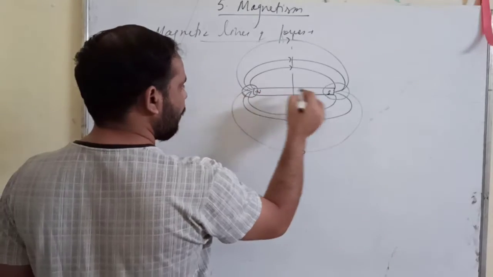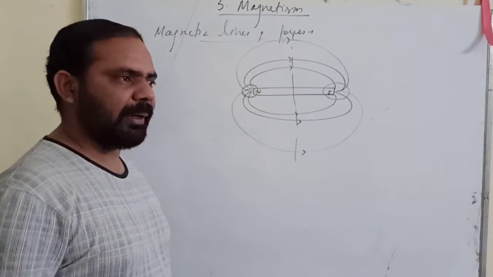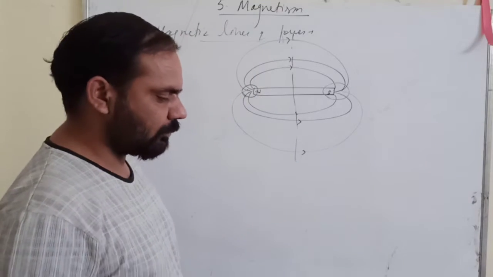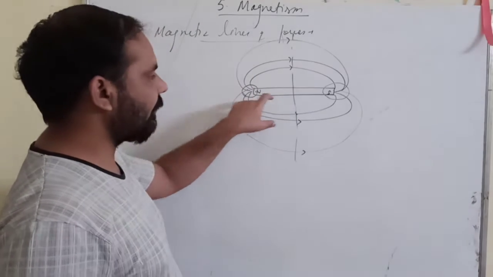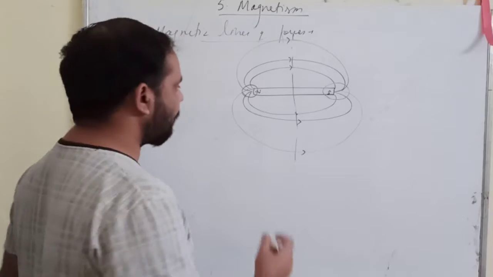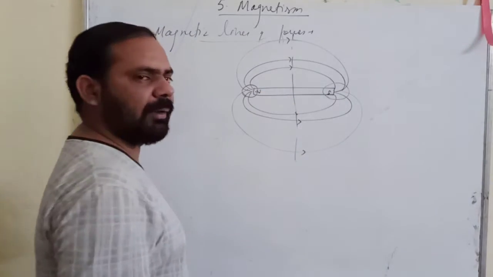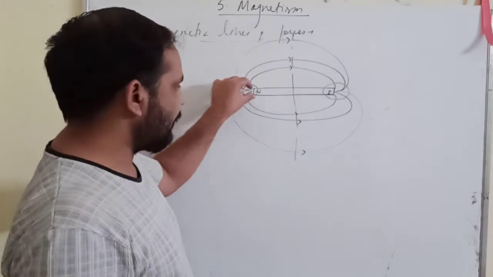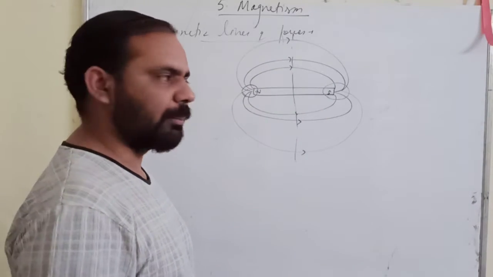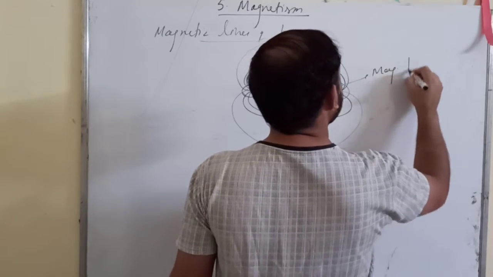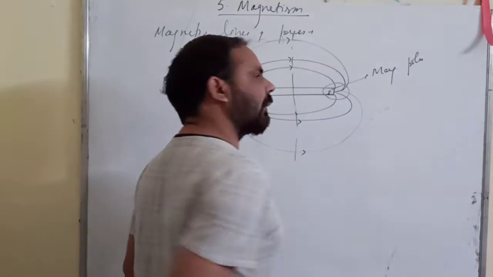You can say here you have the points where the magnetic field is maximum. You have the points here at the ends of the bar magnet where the strength of the magnetic field is maximum. These points are called the magnetic poles. So what are magnetic poles?